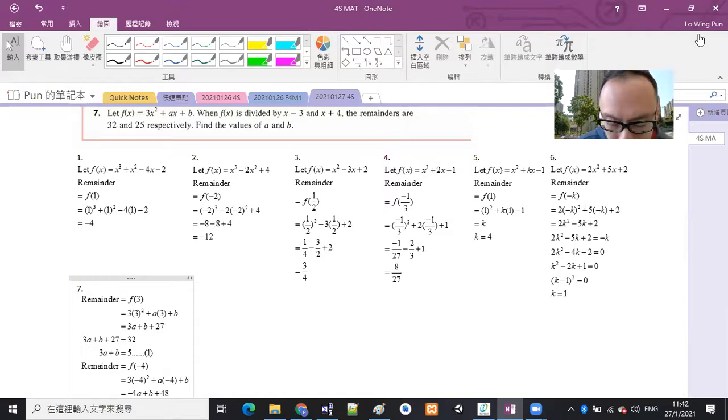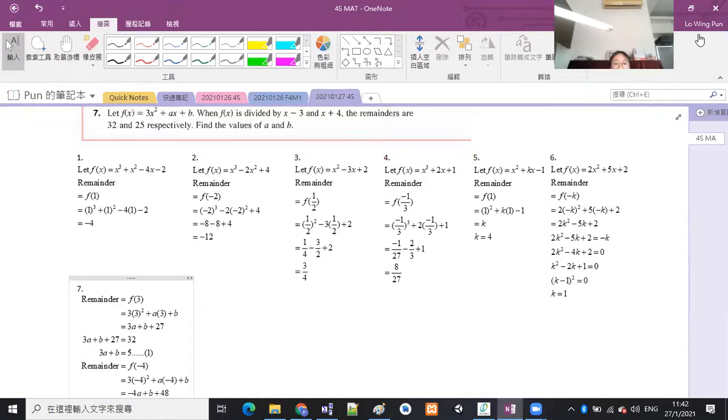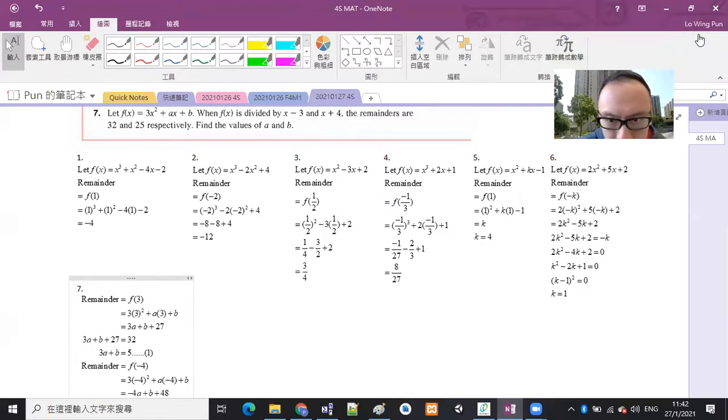If you are OK for the remainder theorem part, please give me a like or a clap. Thank you. If you are not OK for any part, please raise your hand. Okay, thank you, thank you. Is there any raised hand?